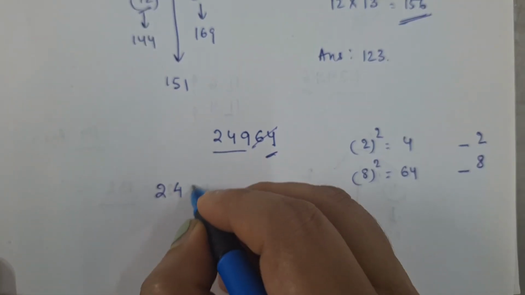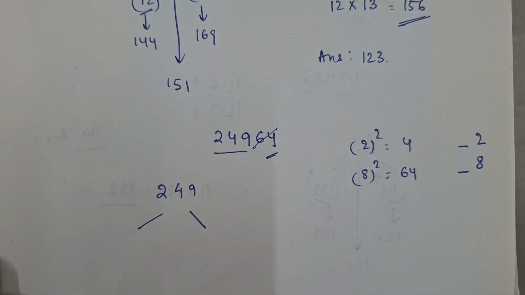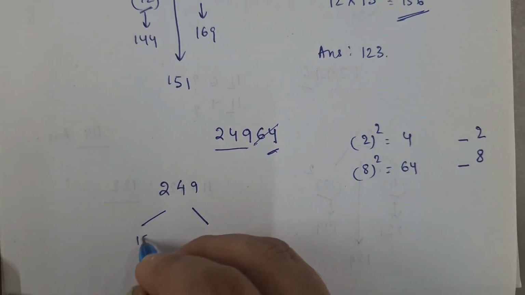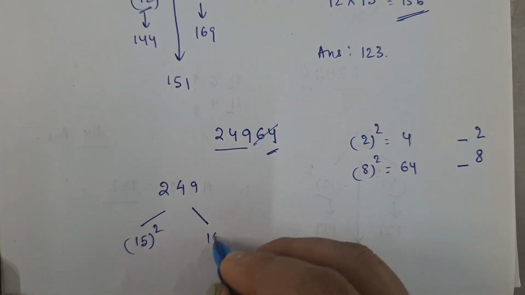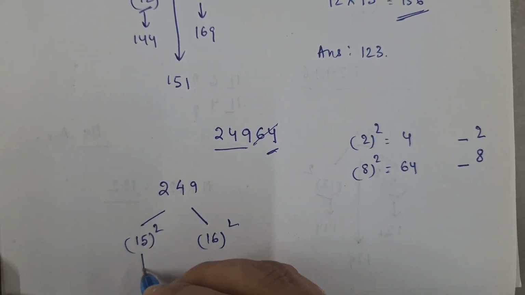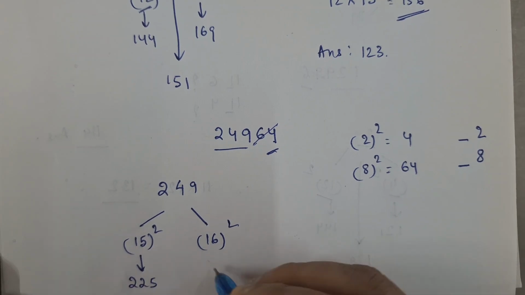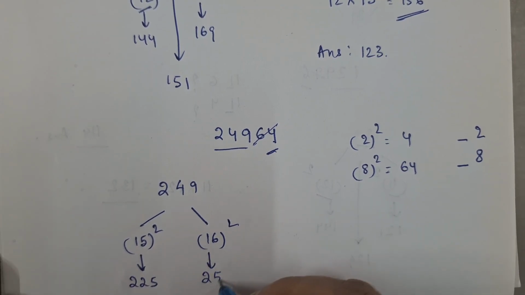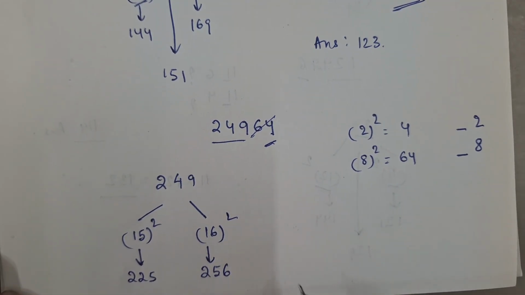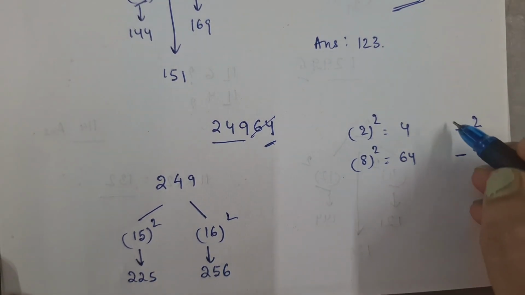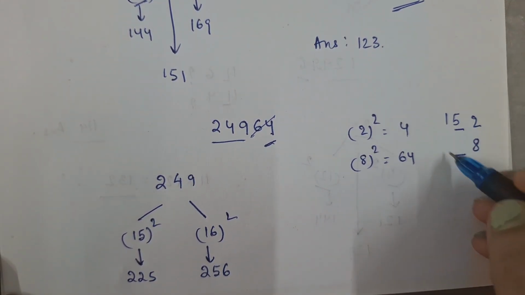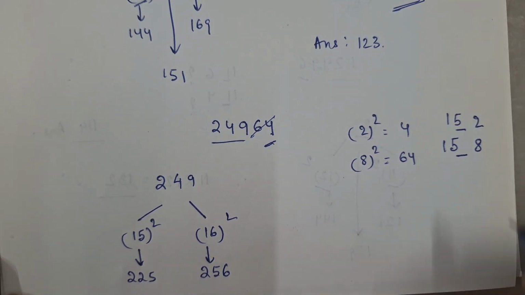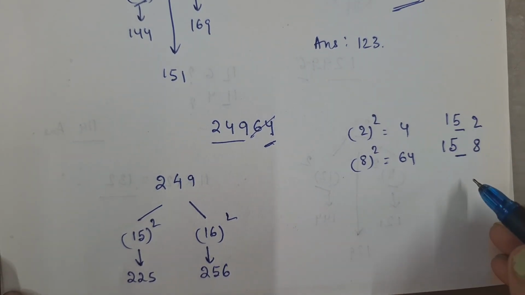2, 4, 9. Find out which two numbers' squares it lies between. We know it lies between 15 square and 16 square. 15 square is 225 and 16 square is 256. Because 15 is the lower number, our number can be either 152 or 158. Now we have to identify whether it will be 152 or 158.